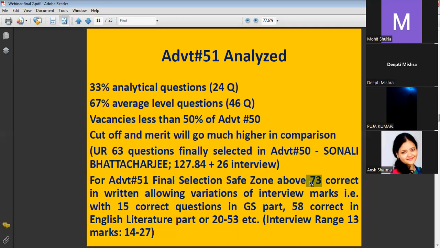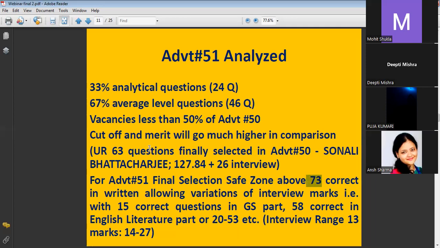Whatever they do with you in the interview of Advt 51, and they do a lot of things in the interview, you may see that of the top 10 of the merit list, some of them this time around have got 14 marks, and that is not new. So it happens. Interview is a lot of luck also, but then a lot of it is planning. We'll talk about that later.